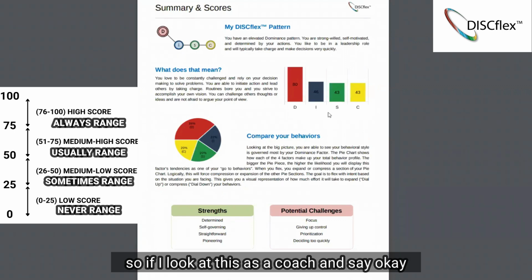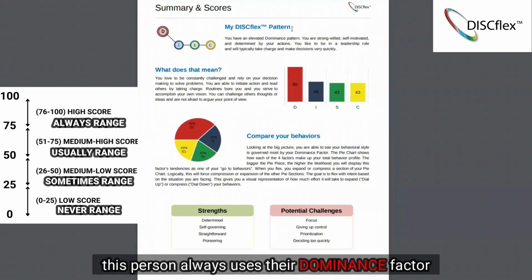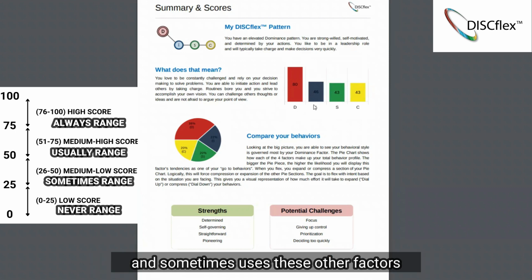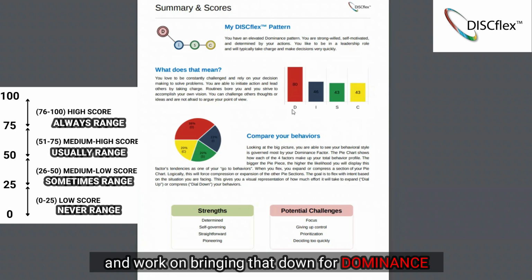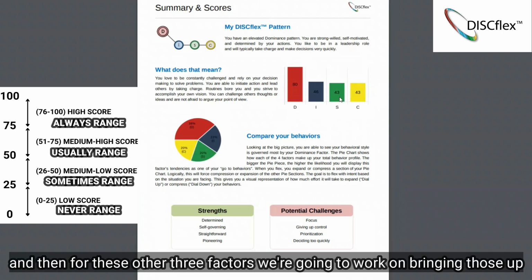So if I look at this as a coach and say, okay, this person always uses their dominance factor and sometimes uses these other factors, we probably need to dial back and work on bringing that down for dominance. And then for these other 3 factors, we're going to work on bringing those up.